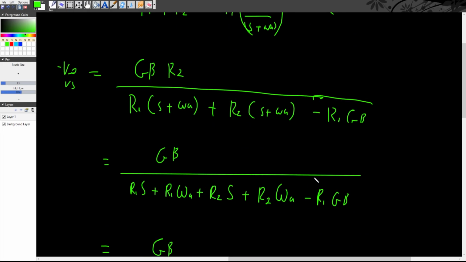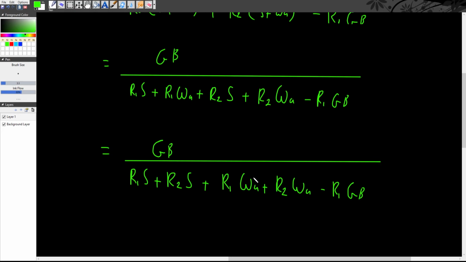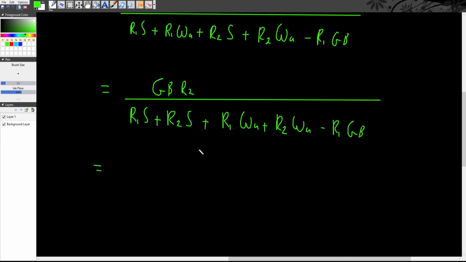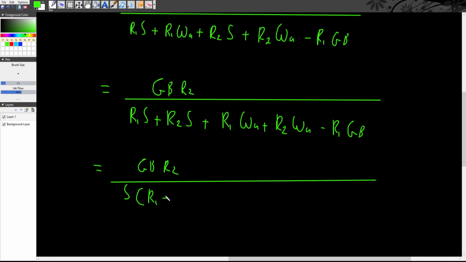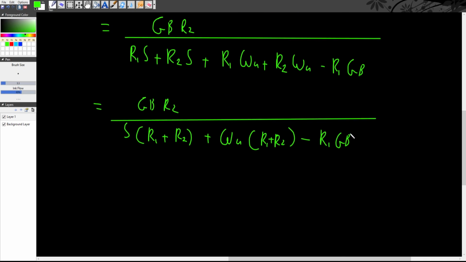I feel like I've forgotten something. Oh yeah, R2 at the top. Sorry about that. R2 and R2. So let's collect the like terms together. So GB R2 all divided by S R1 plus R2 plus omega A R1 plus R2 minus R1 GB.